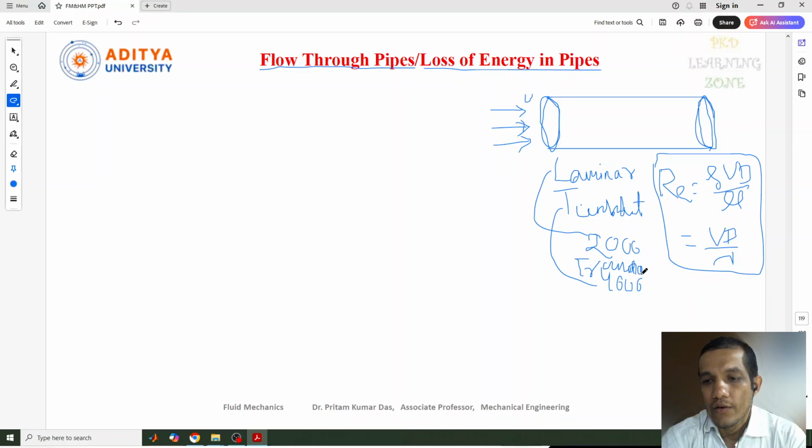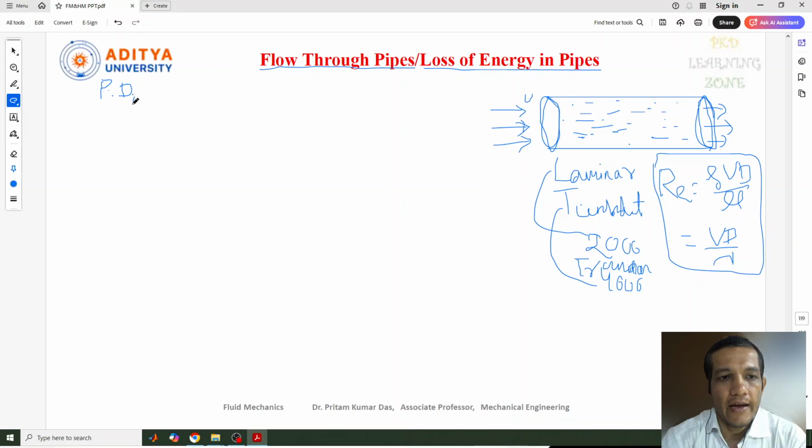Now we'll see, when the fluid is flowing inside this pipe, what losses happen in the fluid. That is called the loss of energy in the pipes. Due to this loss of energy, many effects are there. Like we can see there is some pressure drop in the fluid. Pressure drop means the pressure at the inlet of the fluid differs from the pressure when it is leaving the pipe. If you see the pressure between inlet and outlet, you will get some difference. So why is this pressure difference happening?